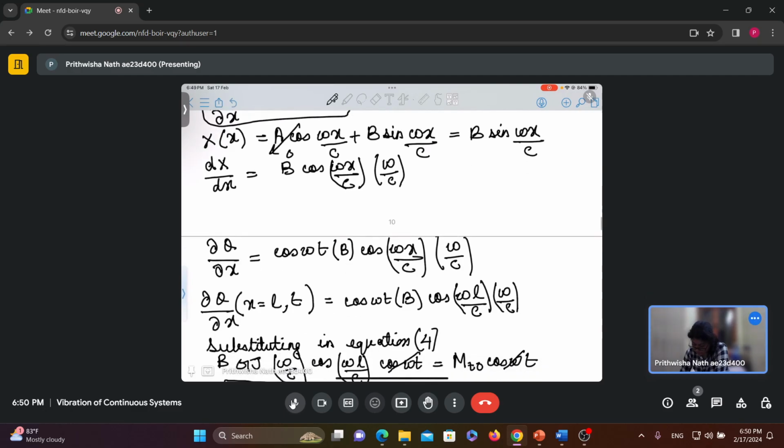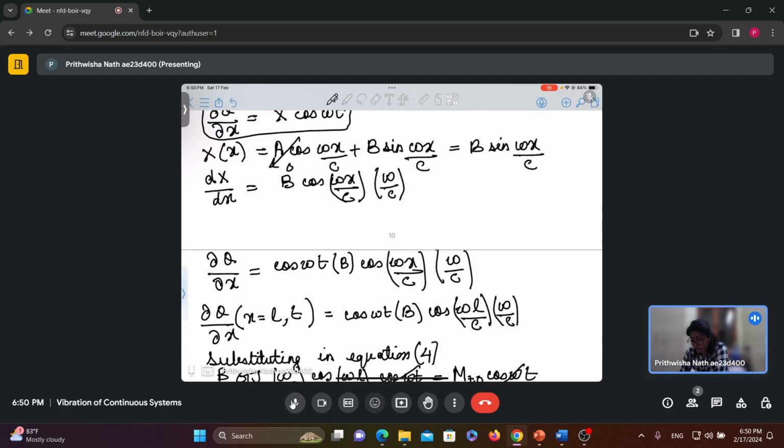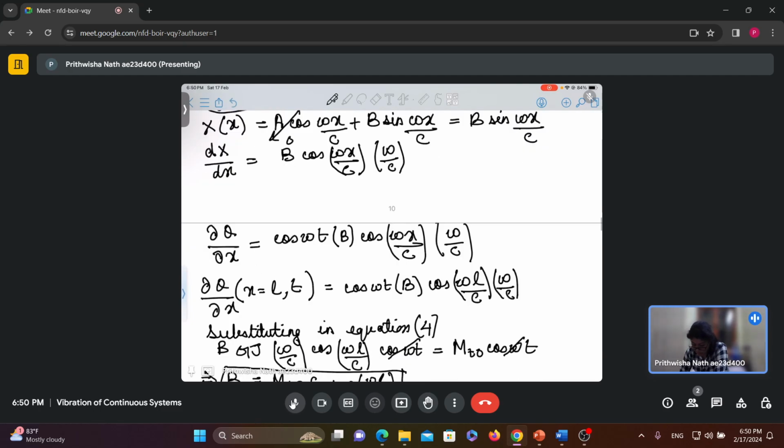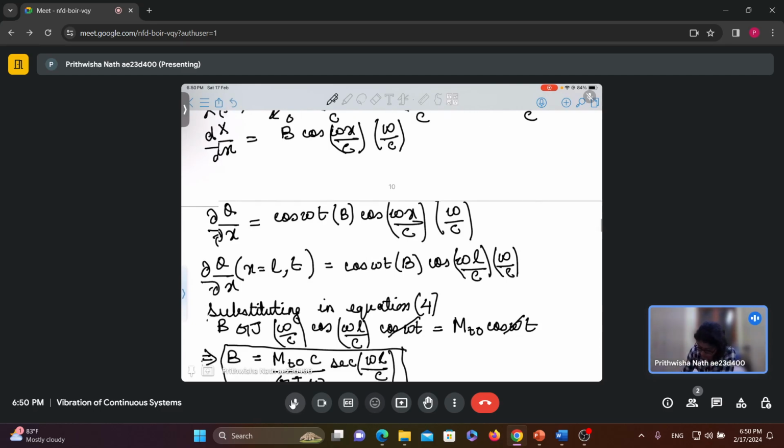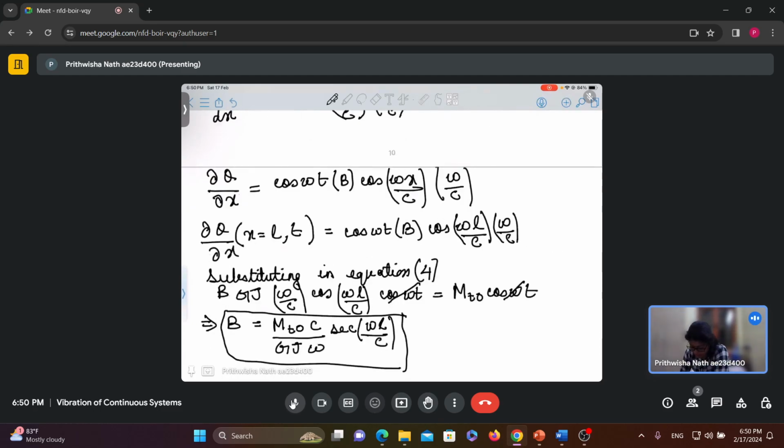So what we have to do? We have to calculate this at x equals L and any time t. So in place of x I substitute L. This becomes cos omega t into b cos omega L by c into omega by c.